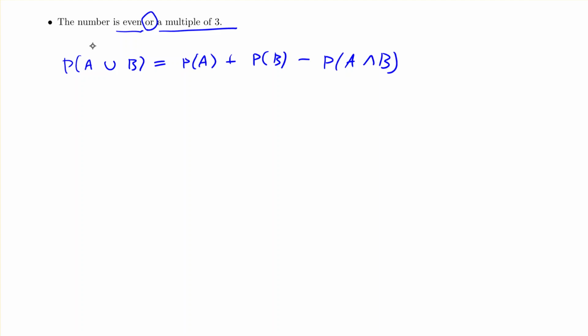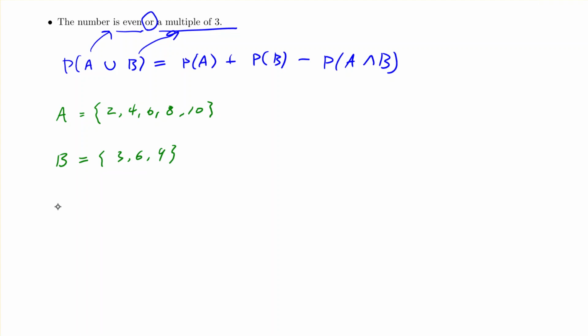So we can think of event A as even, event B as multiple of 3. So let's list all the elements. What is event A's sample space? I'm going to list all the numbers. Well, even numbers: 2, 4, 6, 8, and 10. Event B, the multiple of 3, is 3, 6, and 9.